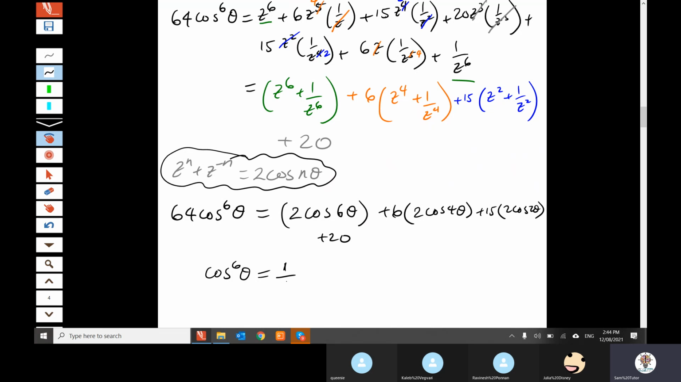1 on 32. 2 divided by 64 is 1 on 32, cos to the 6. If I factorize 2 out, 6 cos 4, factorize 2 out, 15 cos 2, and factorize 2 out, that becomes 10. So all I did there, if you're wondering, is I just took out a 2 from everything, because 2 divided by 64 is 1 over 32. And that's it.